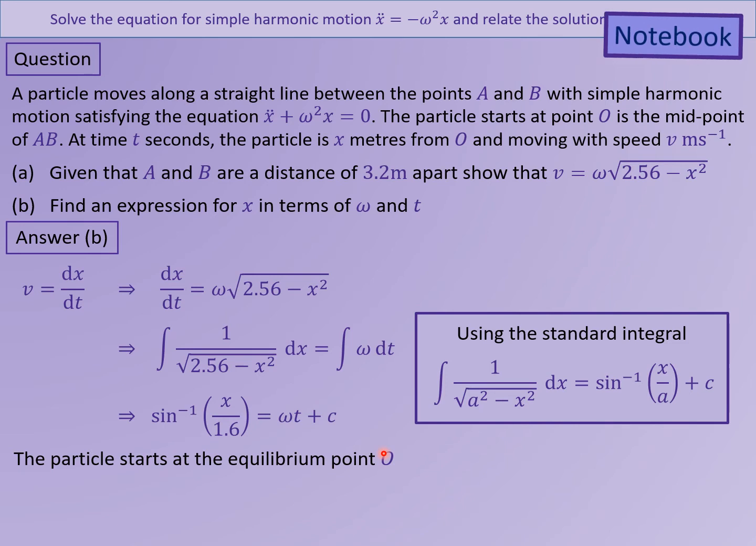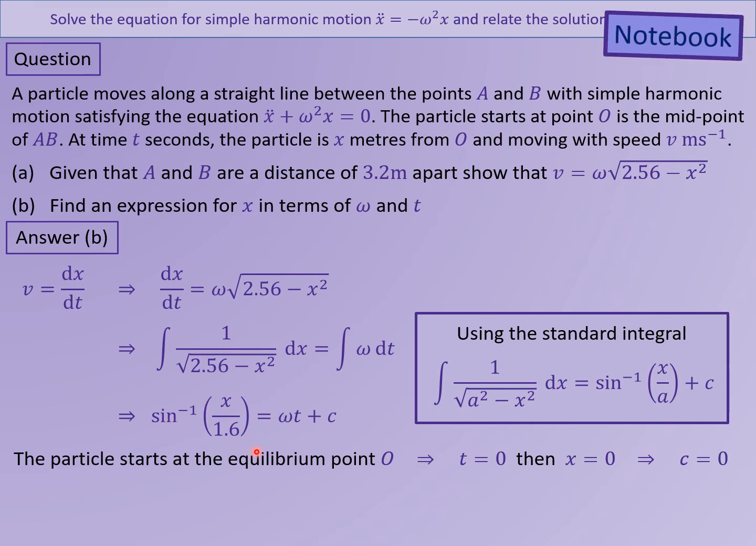Okay, so the particle starts at the equilibrium point O. Because it starts at the equilibrium point, I know that when t equals 0, it says there, by the way, if anybody's spotted, the particle starts at the origin. So once you've got t equals 0, then x equals 0. Substitute both of those in, and that gets me c equaling 0 as well.